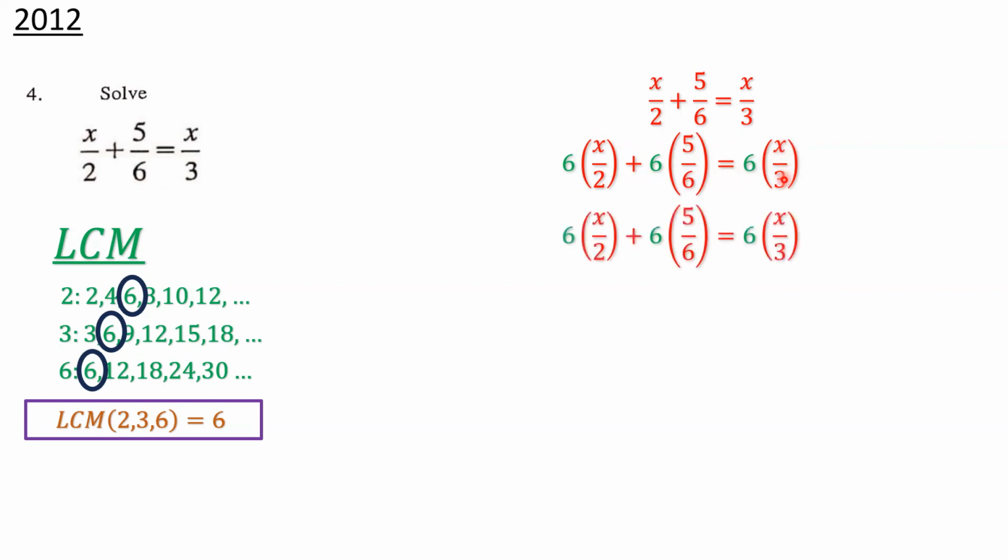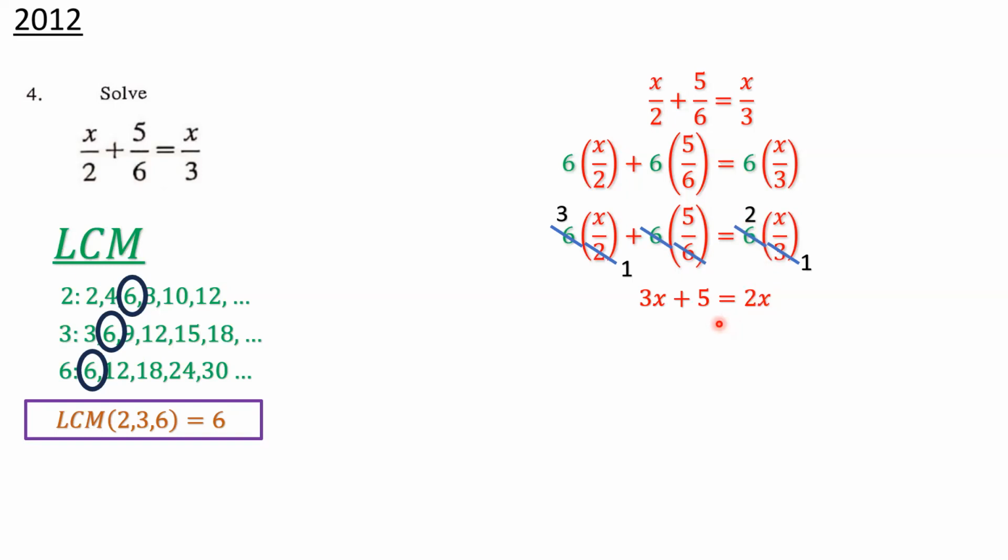Next, we're going to cancel or divide. How many times does 2 go into itself? It goes into itself once. How many times does 2 go into 6? 3 times. We cancel the 6's. How many times does 3 go into itself? Once. How many times does 3 go into 6? Twice. So we have 3 times x, and then we have the 5 here. And then 2 times x, we have that here.